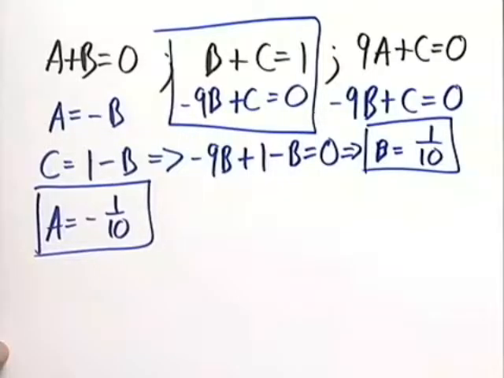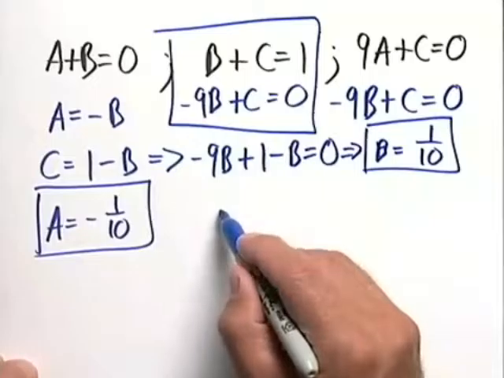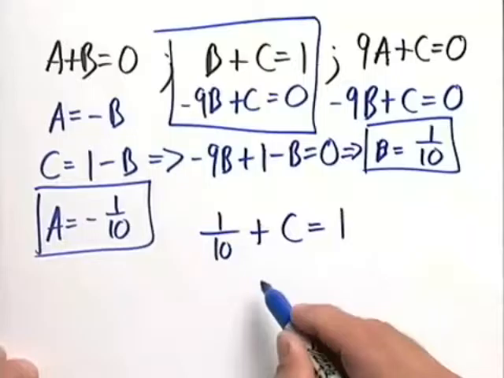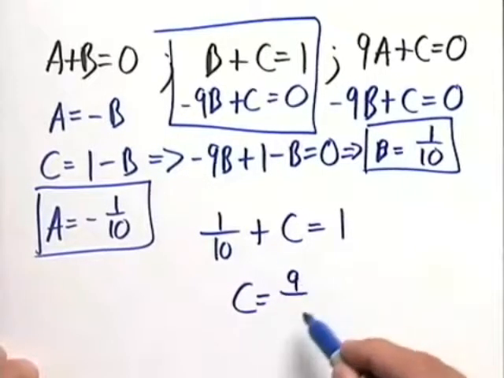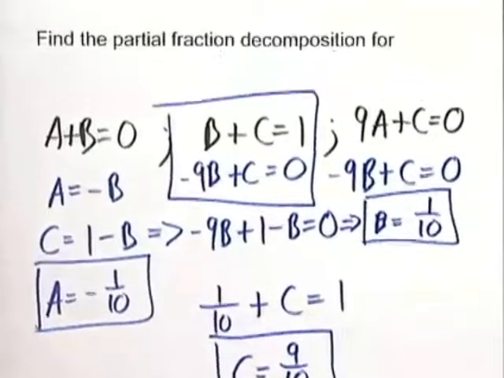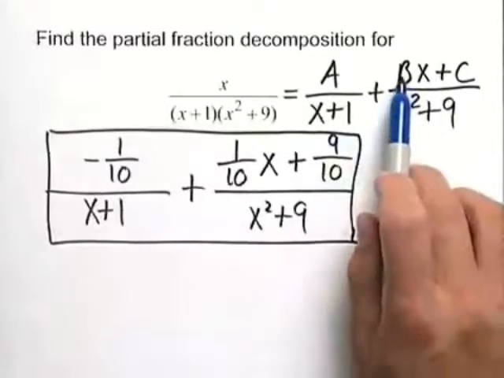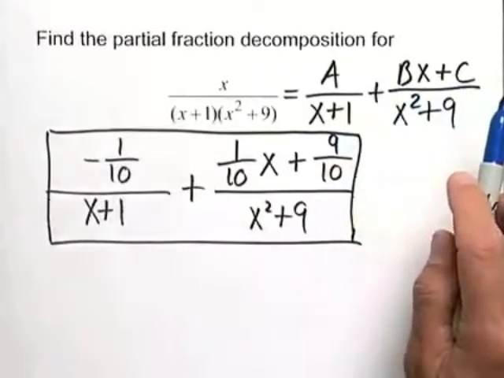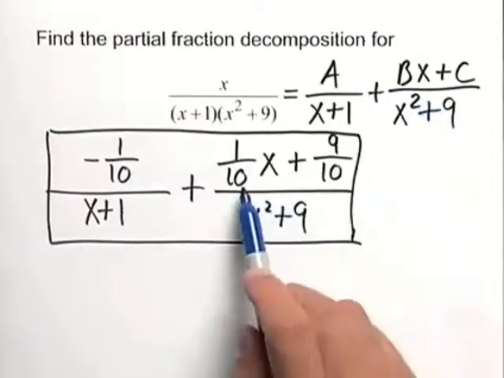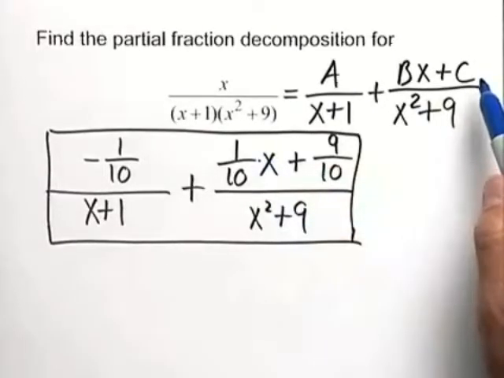And finally, we need to come up with C, and I would plug B being equal to 1/10 into our second equation. So we have 1/10 plus C is equal to 1, and from this we have C equaling 9/10. Now it seems like forever, but if we go back to our original problem, remember what we were looking at. We had A over x plus 1 plus Bx plus C. Now A we found to be a negative 1/10, so we substitute that in here. B we found to be a positive 1/10, and that's our coefficient on the x term. And C, our constant, was 9/10.